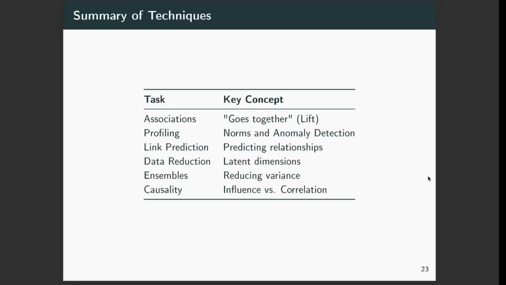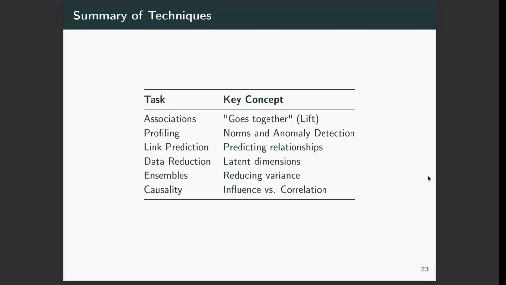Summary and final words. Let us pause and consolidate everything we have covered today. We have traveled a lot of ground, and I want to make sure the key ideas are clearly anchored in your mind. We started with association discovery, where the key concept is the lift measure. How much more likely is co-occurrence than random chance would predict? This technique is used for market basket analysis, recommendation systems, and discovering surprising patterns in any transactional data.